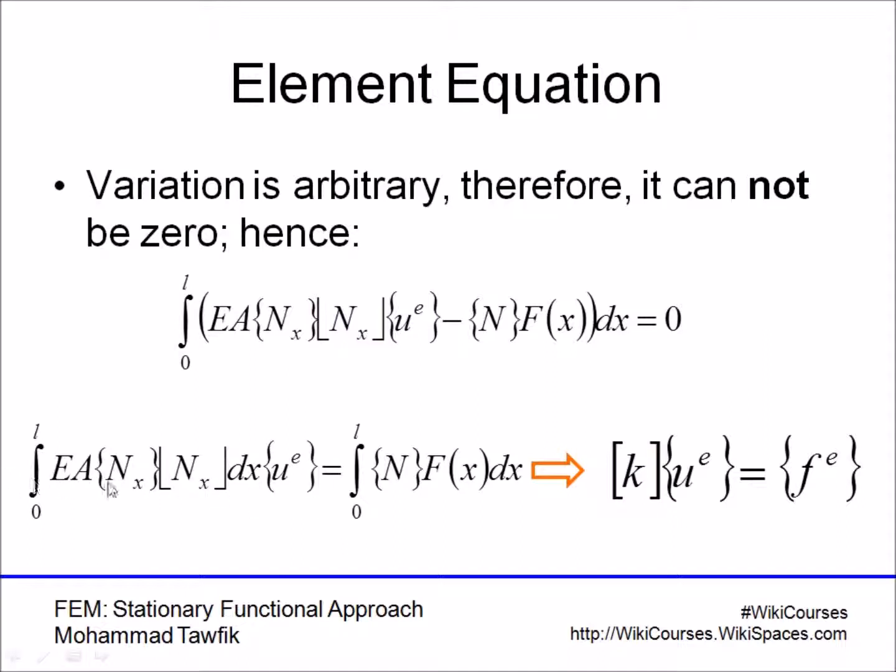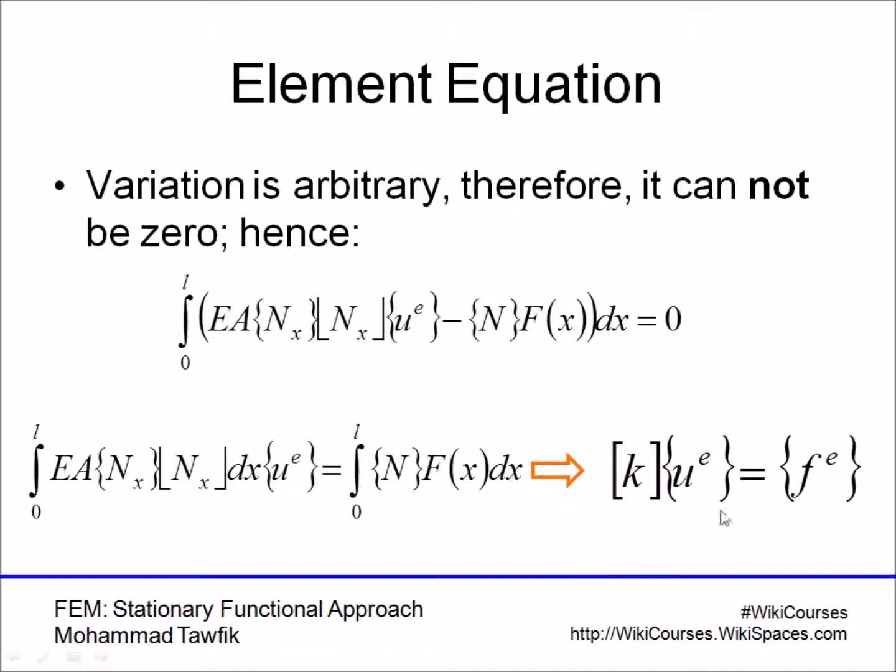Here you see the integration of N(x) as a column vector multiplied by N(x) as a row vector, exactly what we did using the weighted residual method. So this whole integration will give us the EA over L times the matrix [1 -1; -1 1], the K matrix, the famous bar stiffness matrix, and the integration of the shape functions multiplied by the externally applied load will give us the generalized force terms.